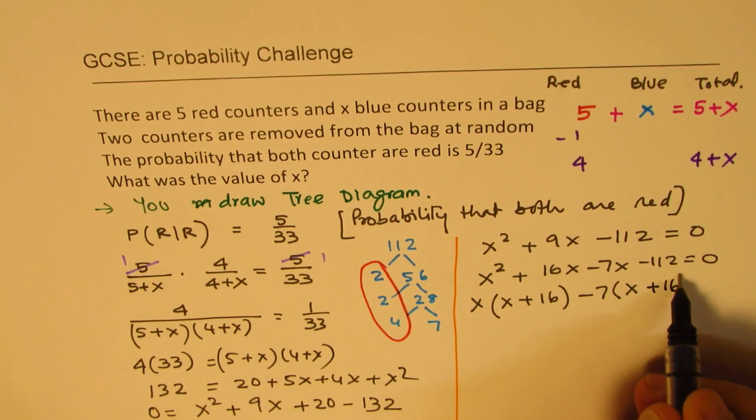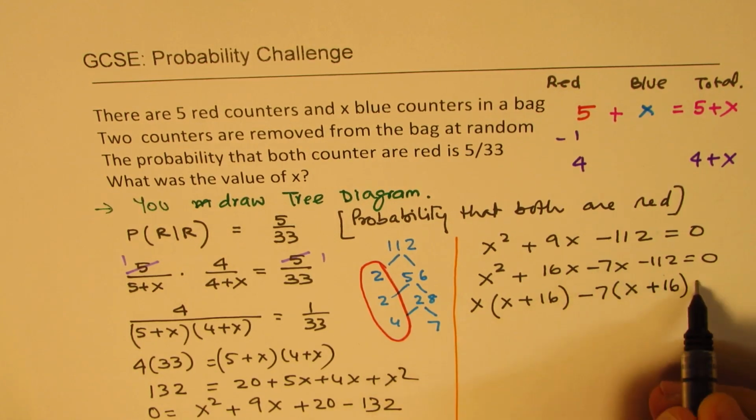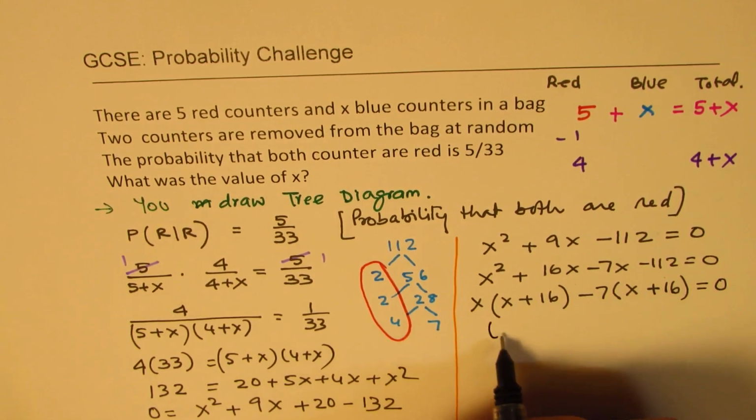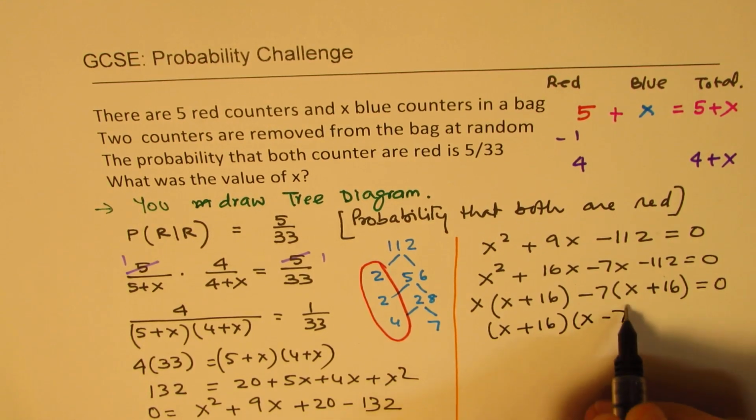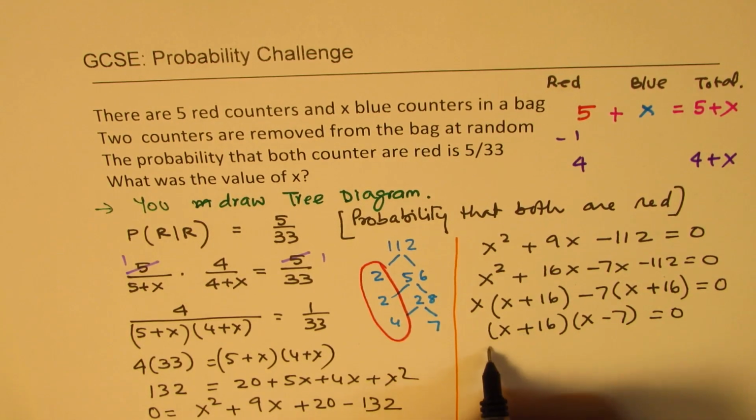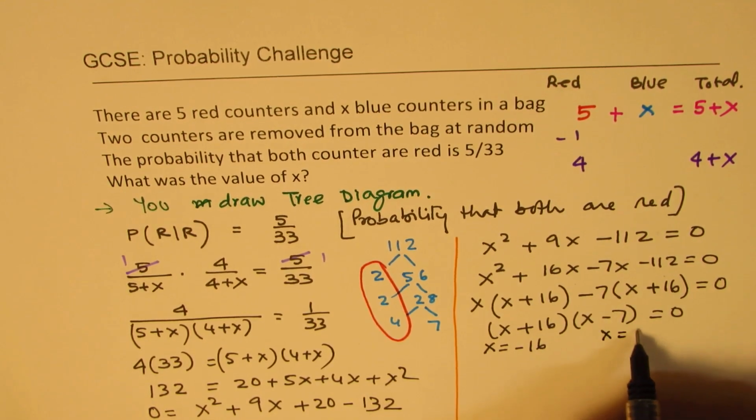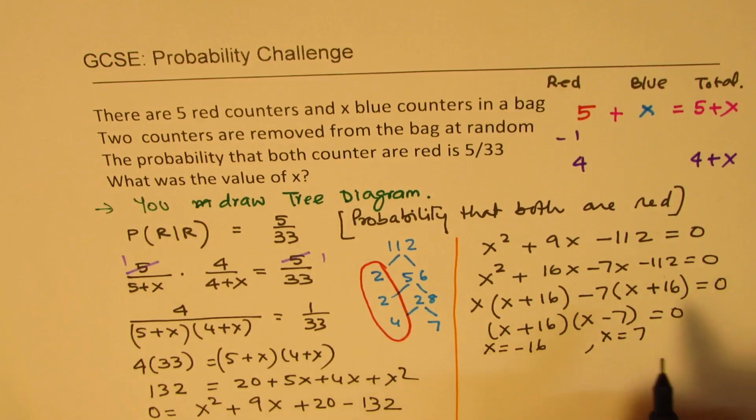So we get plus 16 since the sign has changed. So the factors are (x + 16)(x - 7) = 0. Now that gives you an answer which is -16, not valid. And that gives you an answer which is 7, which is valid because the value of x has to be positive, correct? So this is not valid, but this is okay. So we get the value of x as 7.